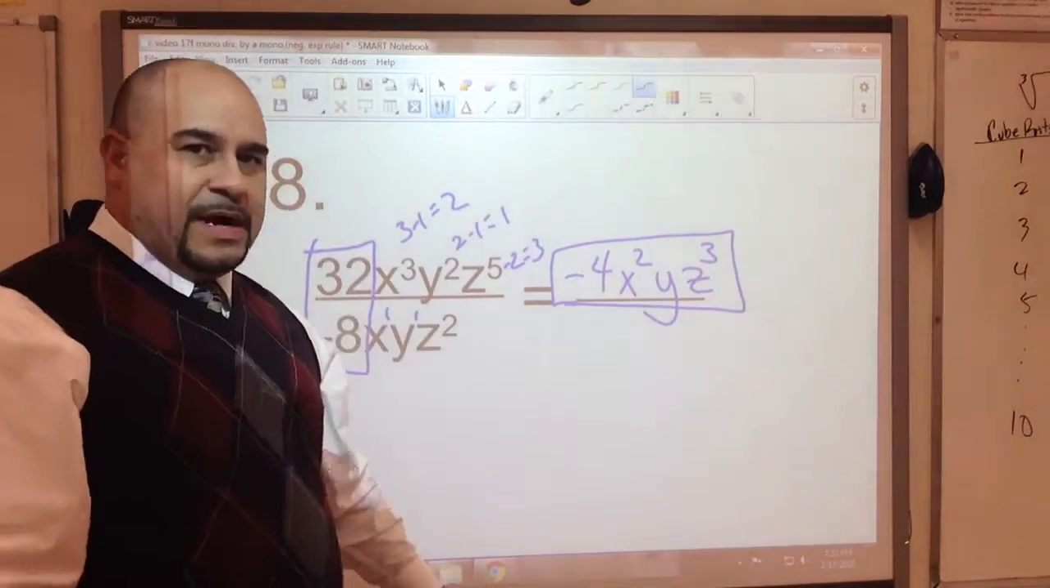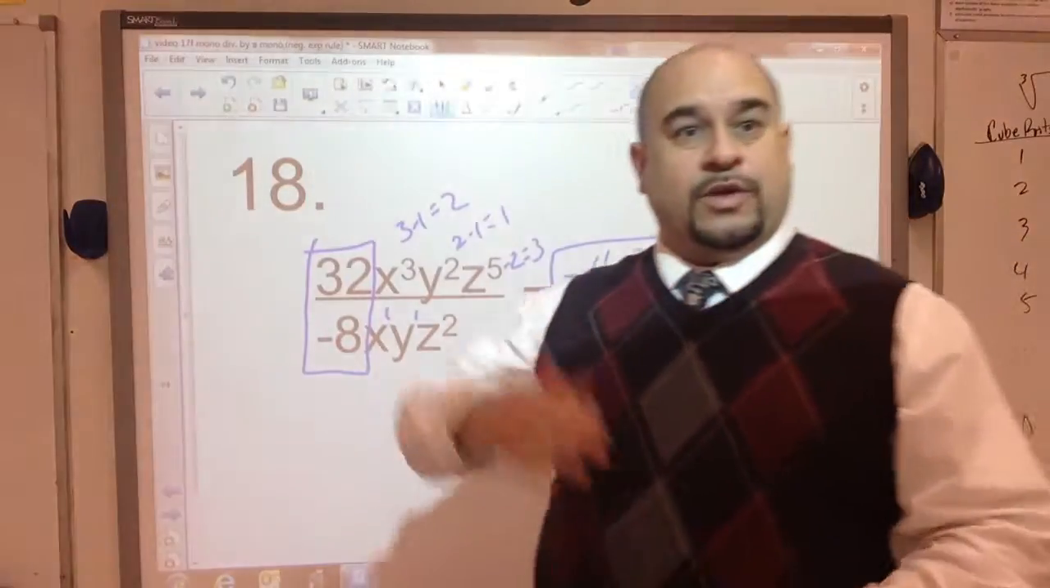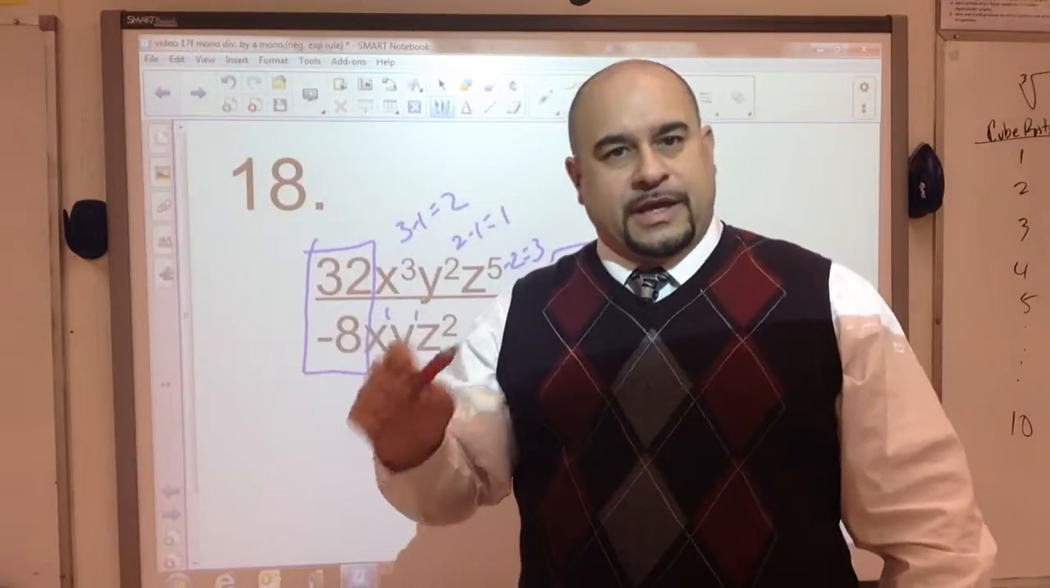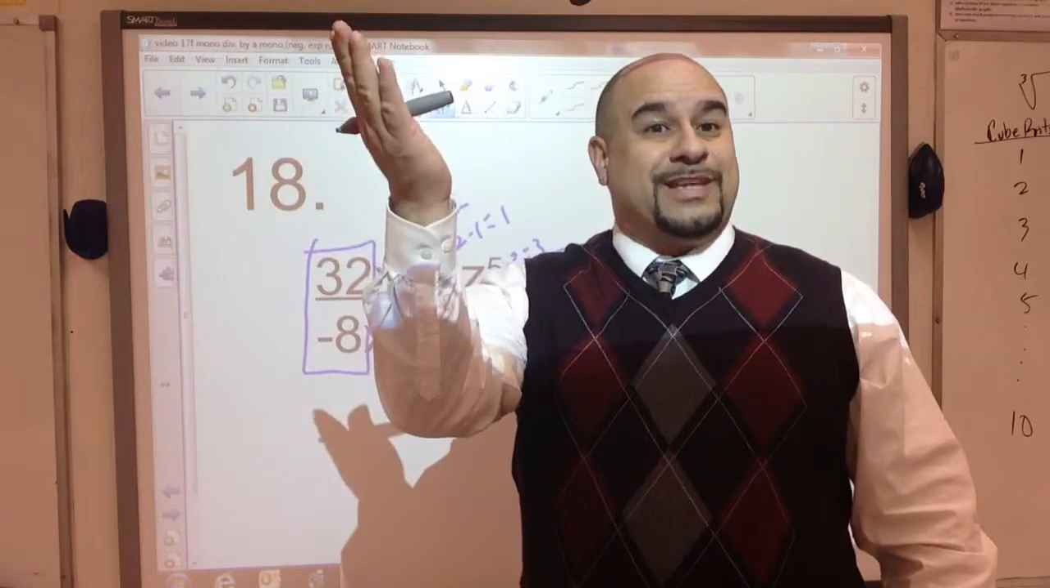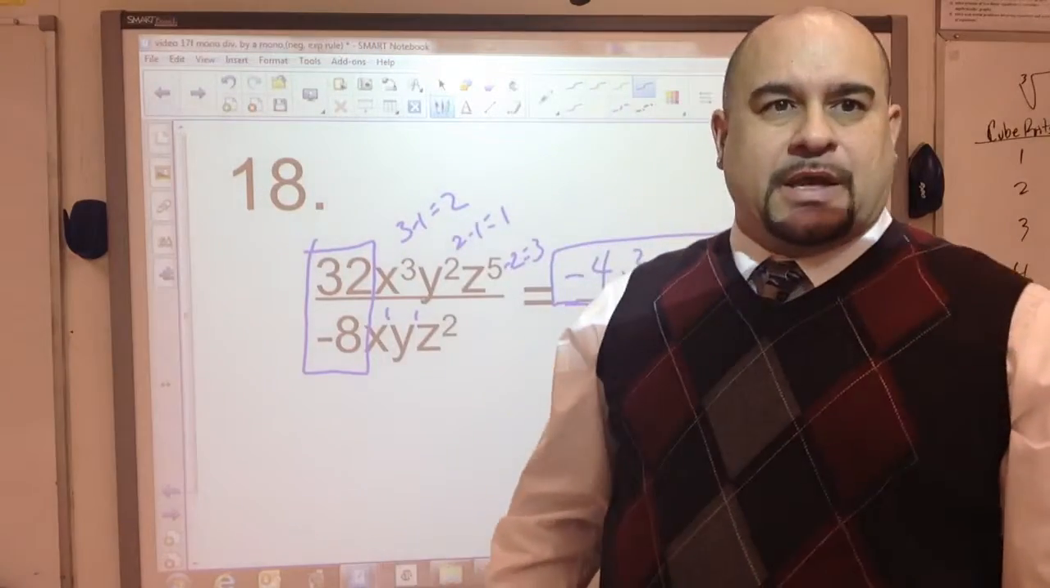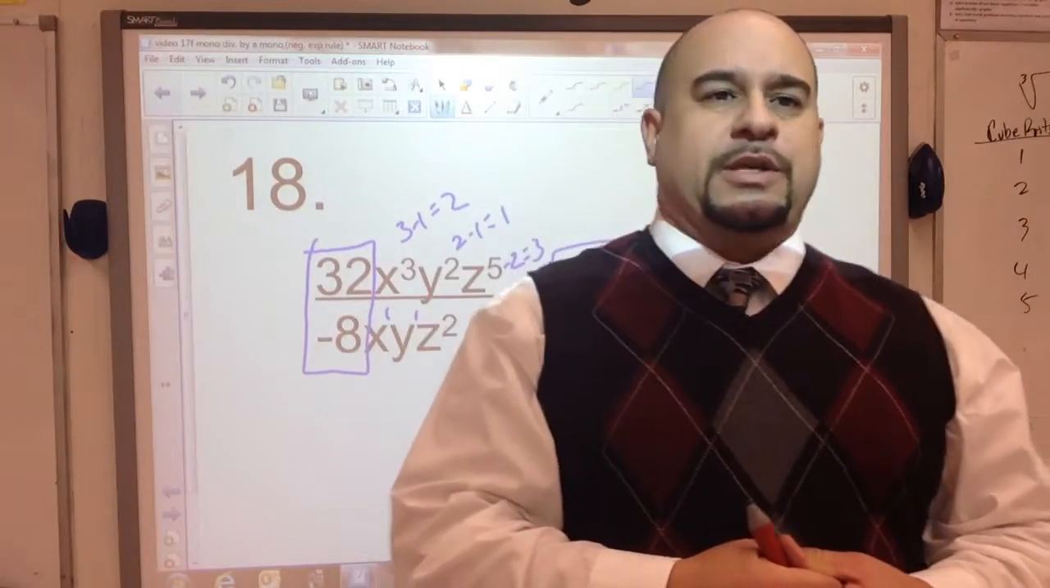Hopefully this has helped you out. Keep in mind, no negative exponents in your answer, whether it's on top or the bottom. If there happens to be a negative exponent on the bottom, all you have to do is move it to the top and make it positive. I hope this has helped you out. Please try to do some more of the problems on the worksheet. Bring it to me.